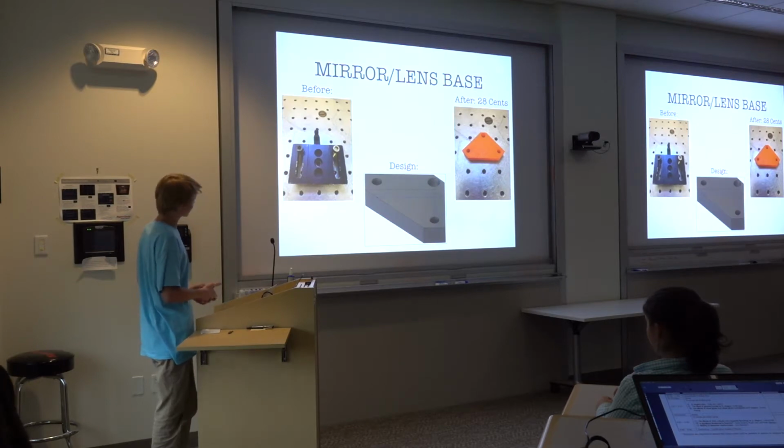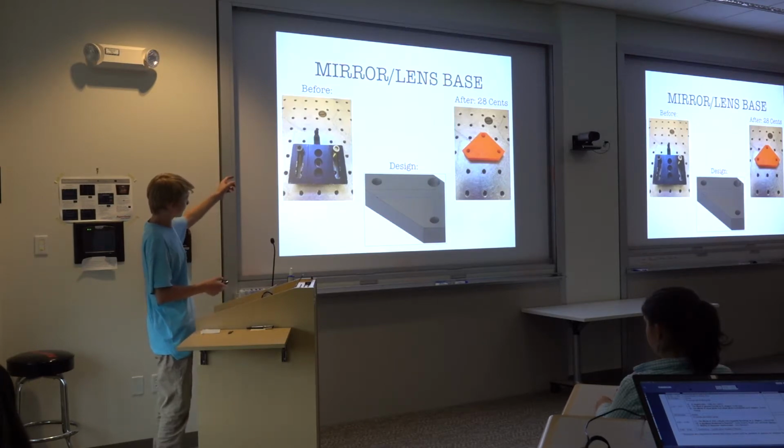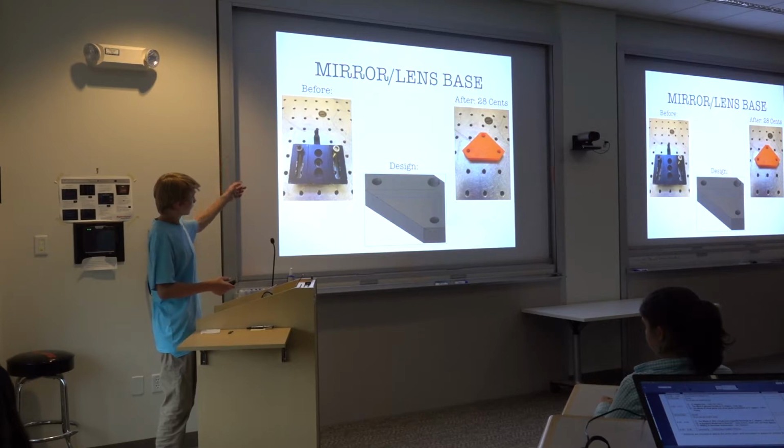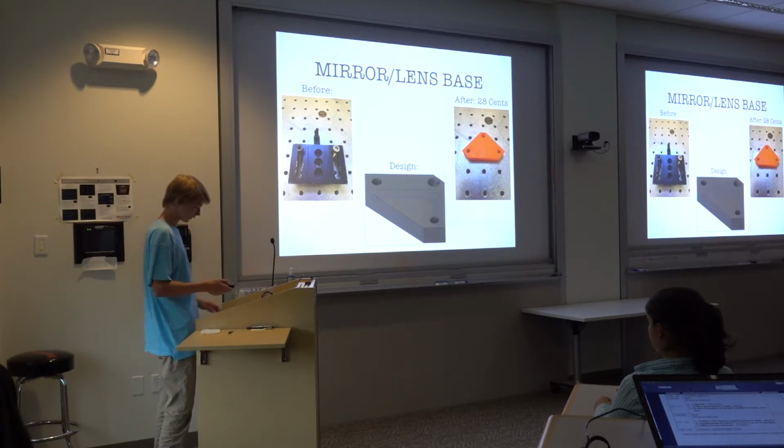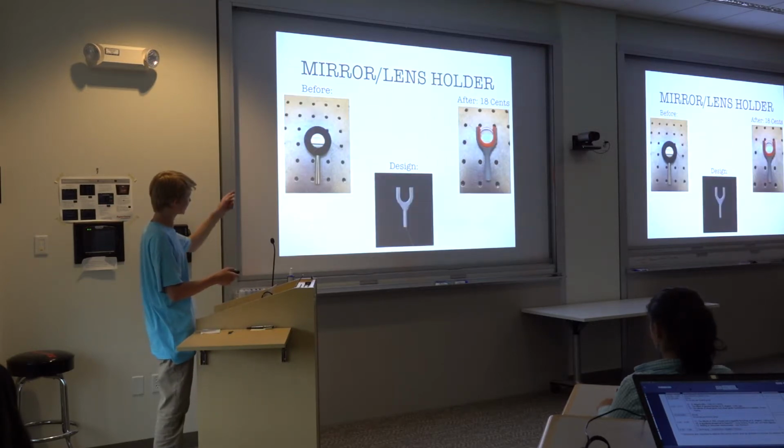So the mirror and lens base was made up of two parts originally, but this is actually just for the lens base. We came up with one design that could be used all three times throughout the print, two for a lens and two for a mirror holder. So it worked in tandem with this thing.